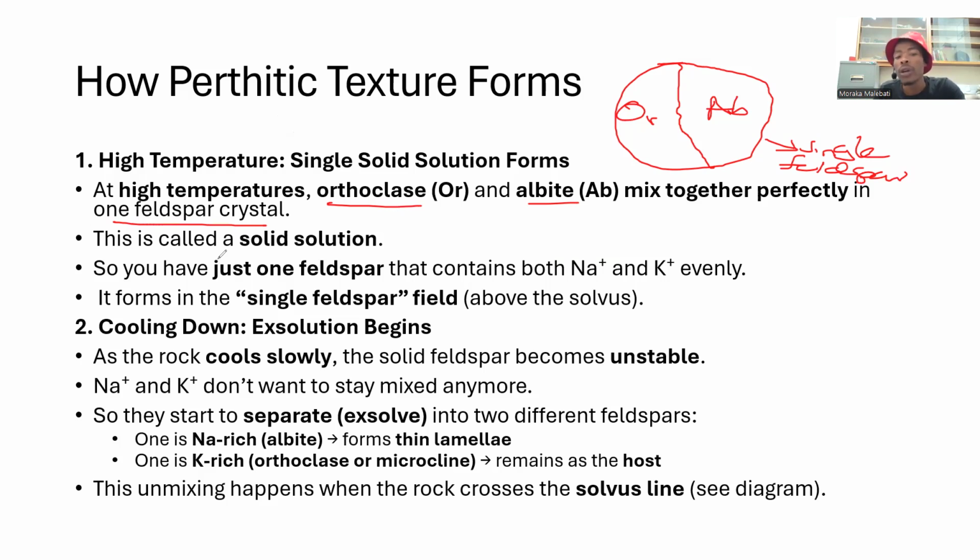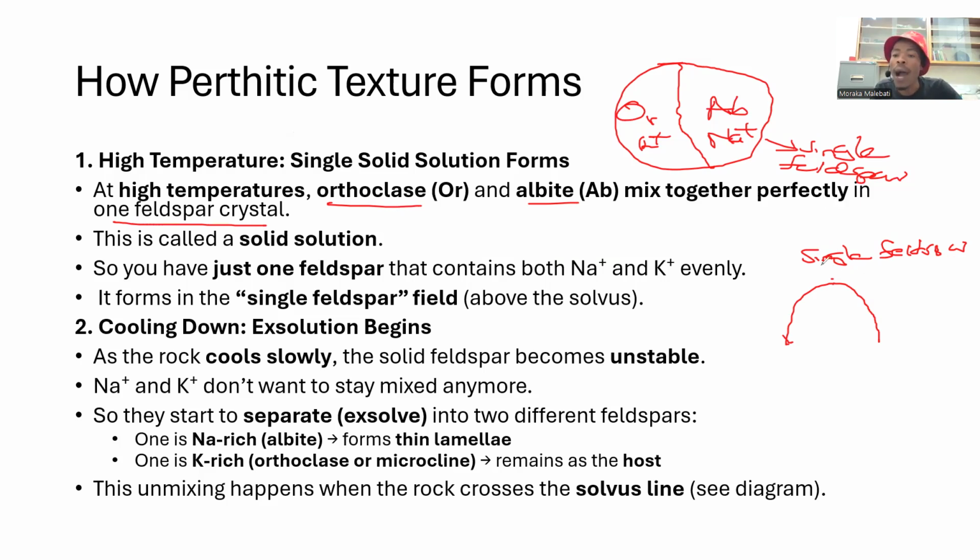So you have just one feldspar that contains the sodium ions plus potassium, and these occur together evenly. It could be in equal proportion. It forms the single feldspar field above the solvus. So if this is the solvus, then the single feldspar will be here. So it means above the solvus, that's where we find this single feldspar, where the orthoclase and albite are occurring together.